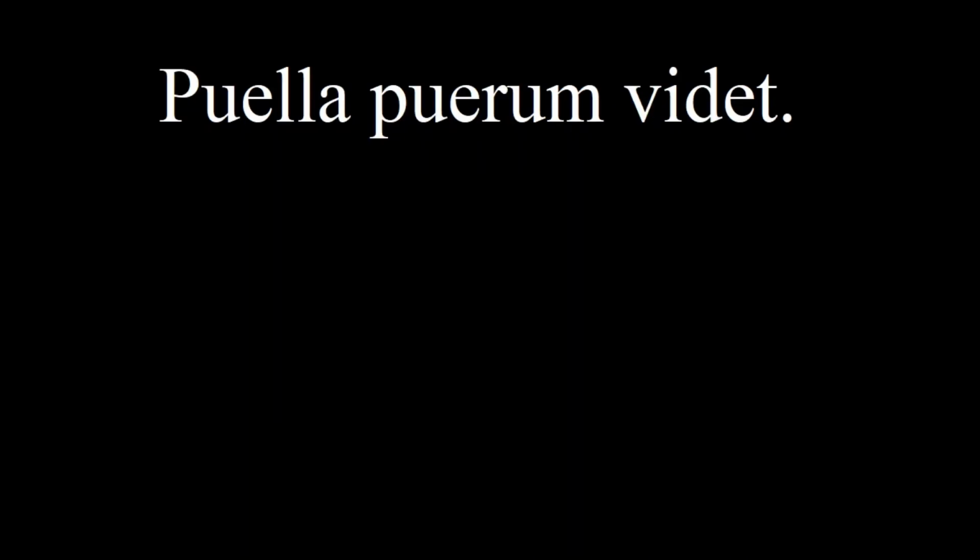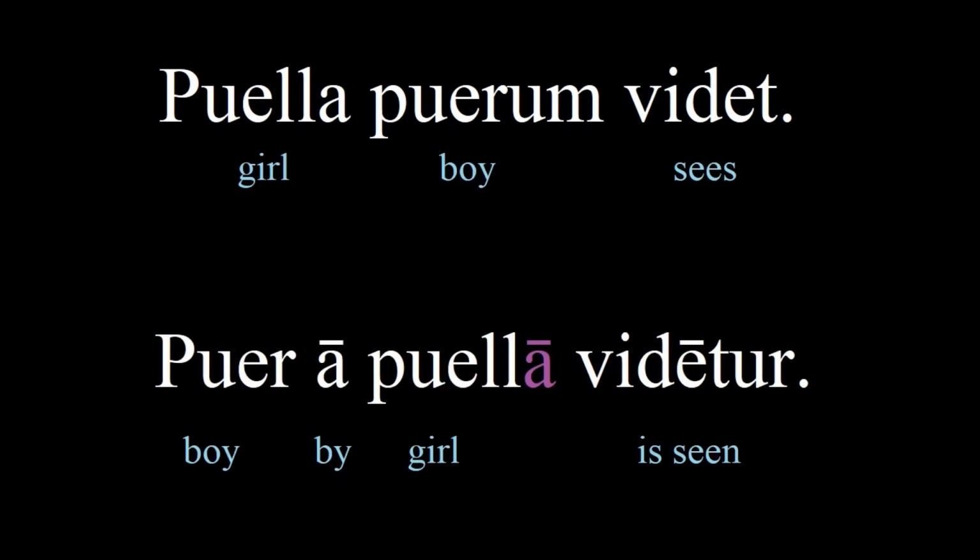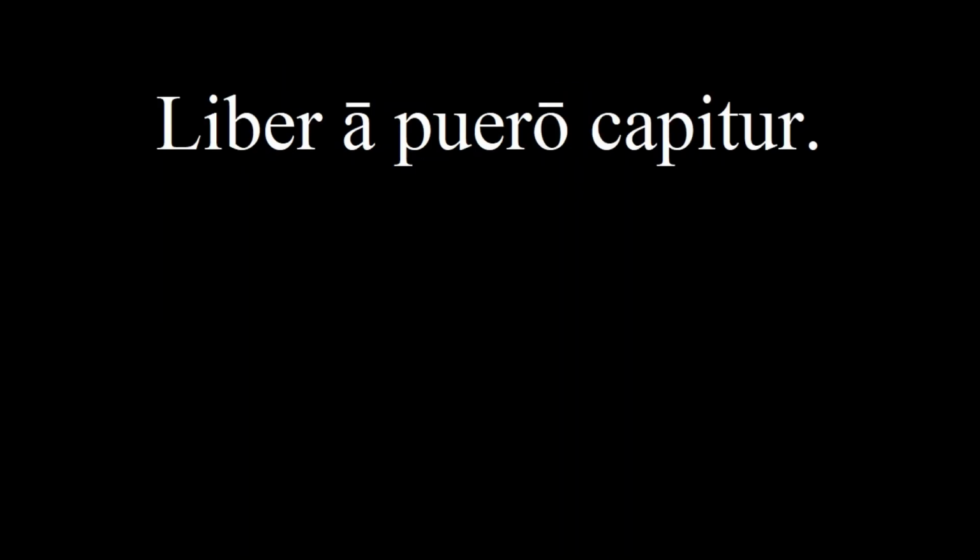The girl sees the boy. Puella puerum videt. Puer a puella videtur. The boy is seen by the girl. In the next sentence, try to guess the new word. Liber a puero capitur. The book is picked up by the boy.